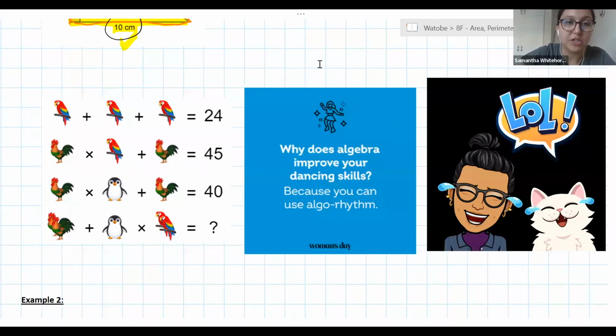We've got a parrot, a chicken, and a penguin. First person to get the answer can then let us know in the chat. And once you've put your answer in the chat, if we see the correct answer, we'll then ask you to raise your hand to explain to us how you got that answer.